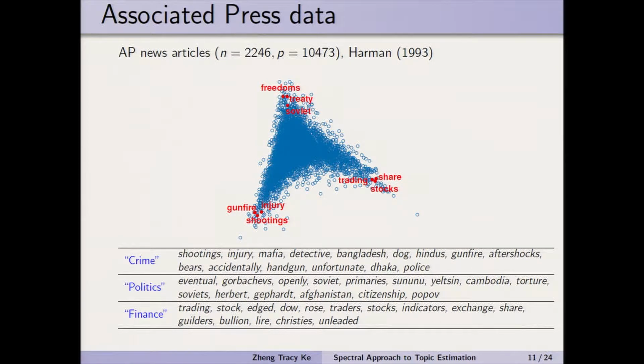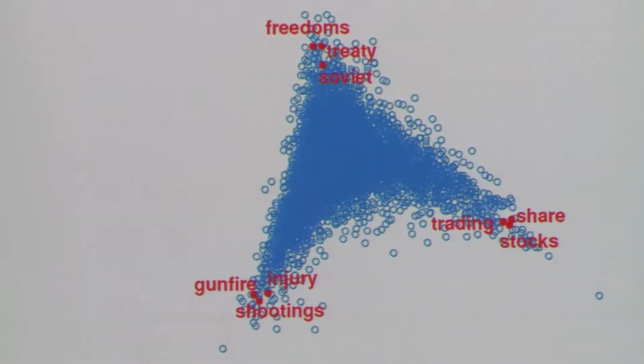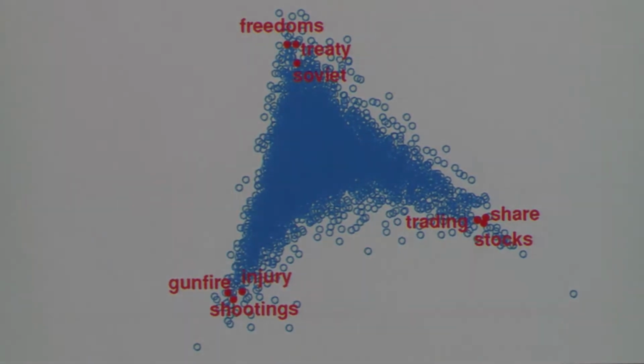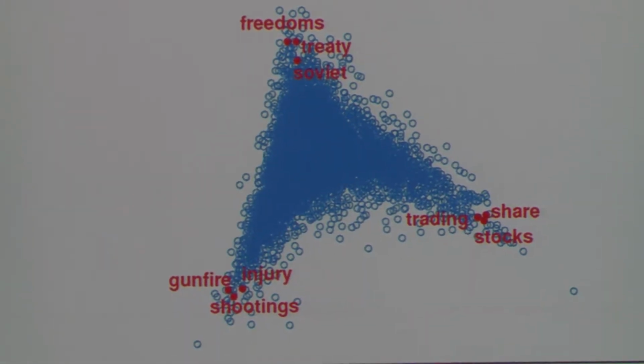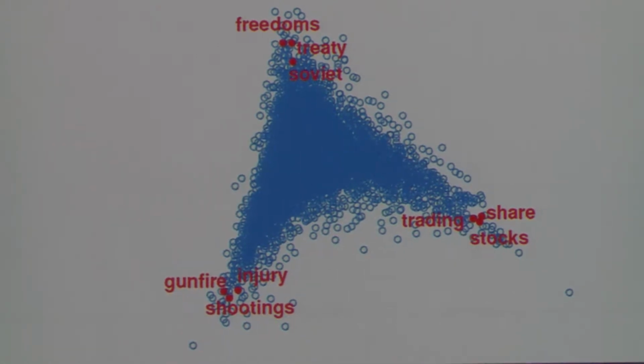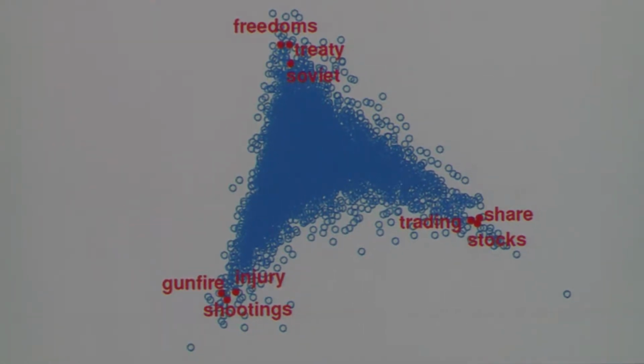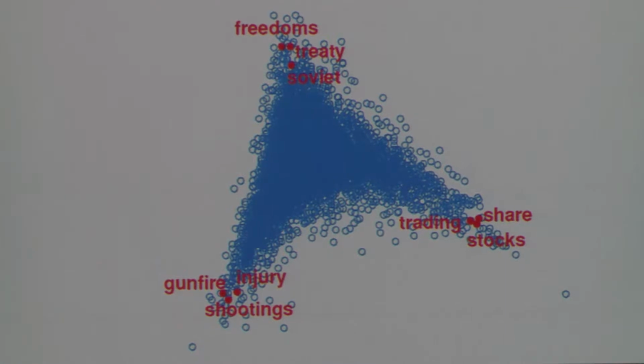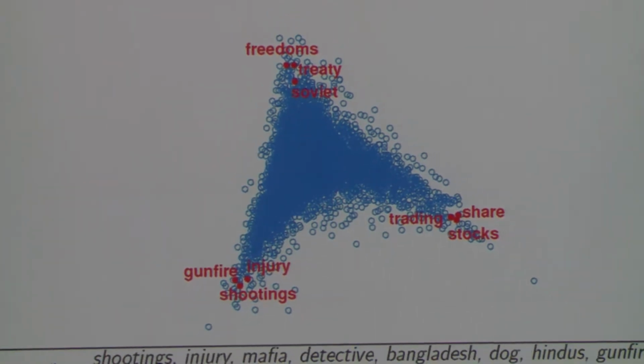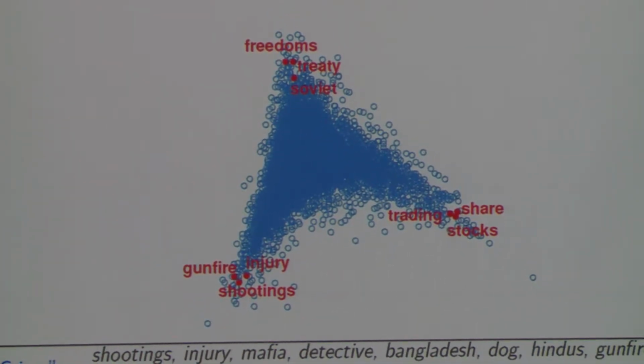For example, for this edge, you can find words such as terrorist or Nazi that are related to politics and crime, but are unrelated to finance. And here we can find words such as treasury or fiscal that are related to politics and finance, but are unrelated to crime.